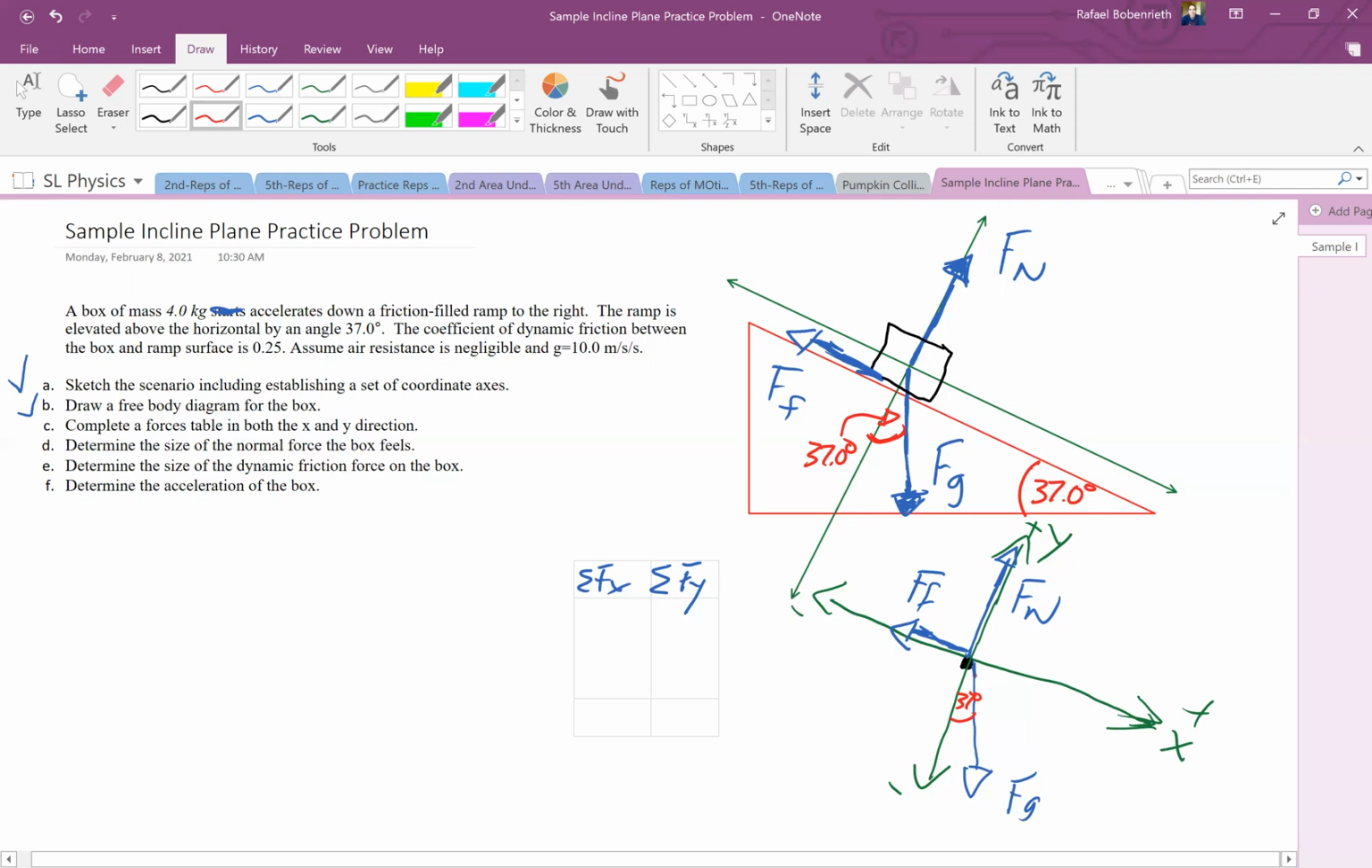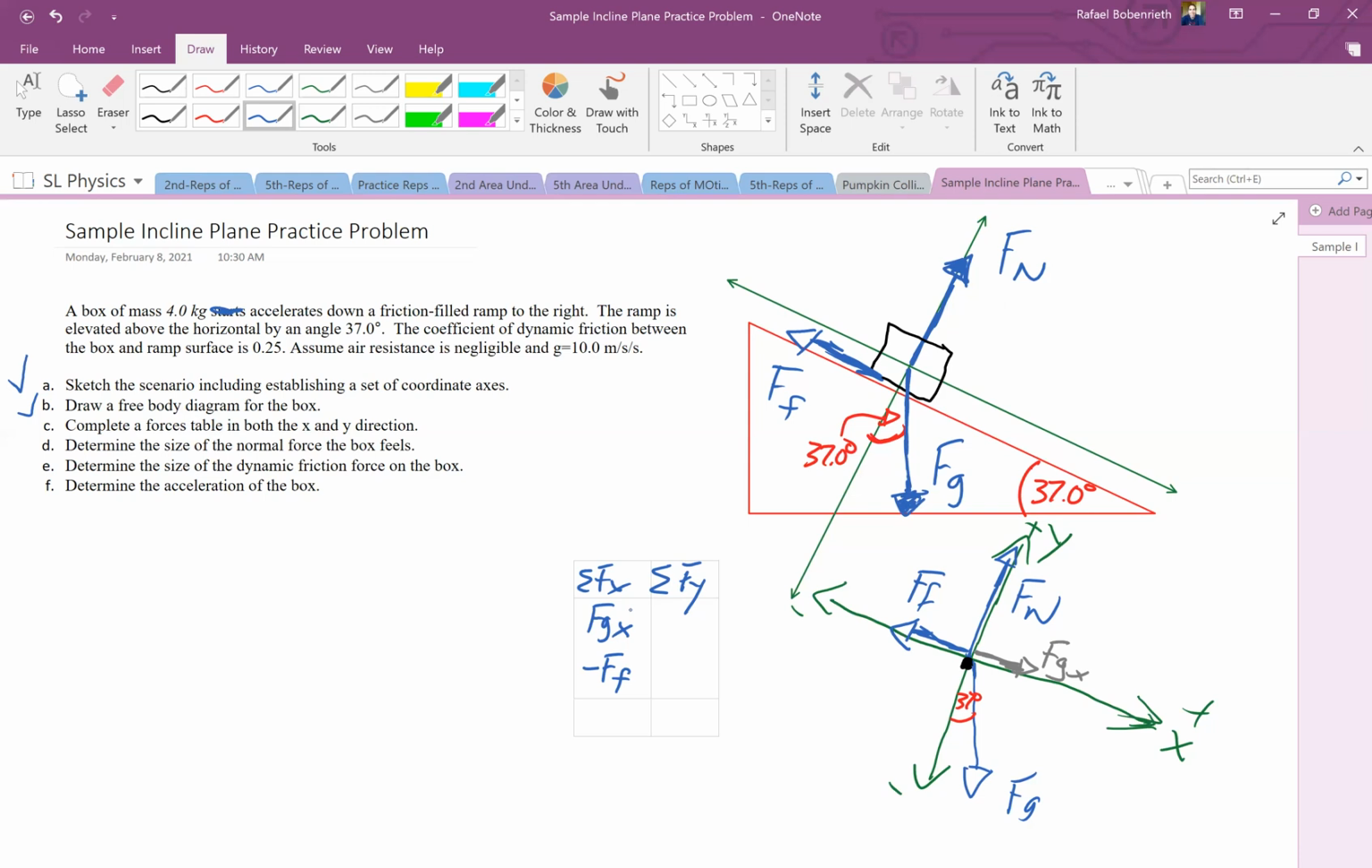So notice when we now go to this forces table, the forces in the x direction, well, notice I have two forces in the x direction. I have negative force of friction. I can put that one down. But I also have, and I'm going to try and draw this here, notice part of the force of gravity is operating in the x direction. And the part that I'm drawing here in gray, I'm going to call this FGX. So I have FGX, the x component of the weight that is acting along the surface of the ramp.